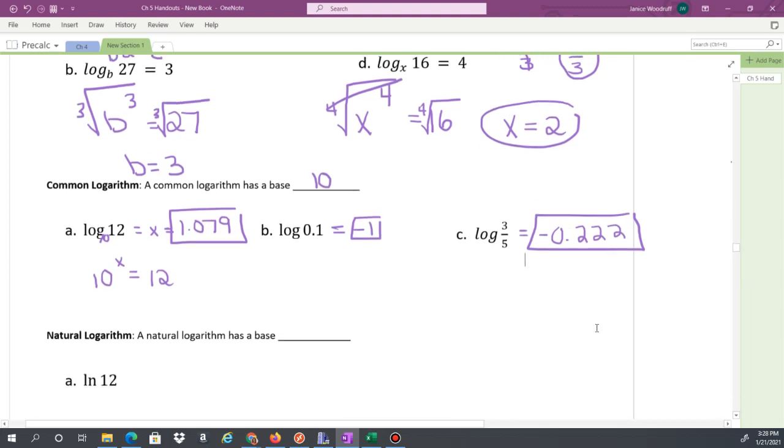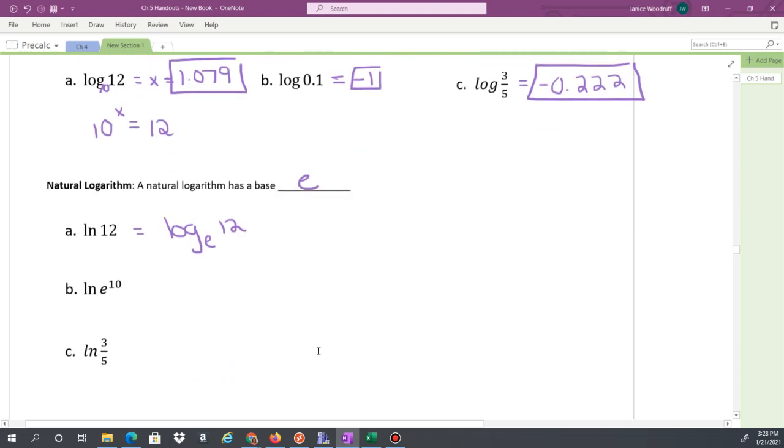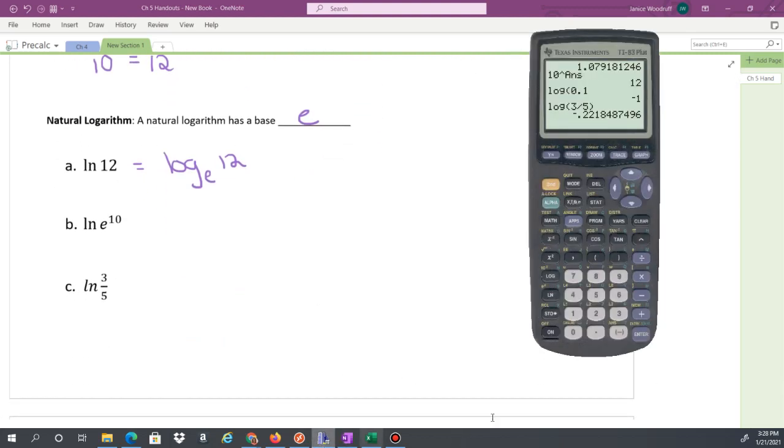A natural logarithm is actually written as ln, but it is a log with a base e. So ln 12 is the same thing as saying log base e of 12. So if I evaluate these, I can also check them. So if I have natural log, this is the button to the left of 4, ln 12, I get 2.485.